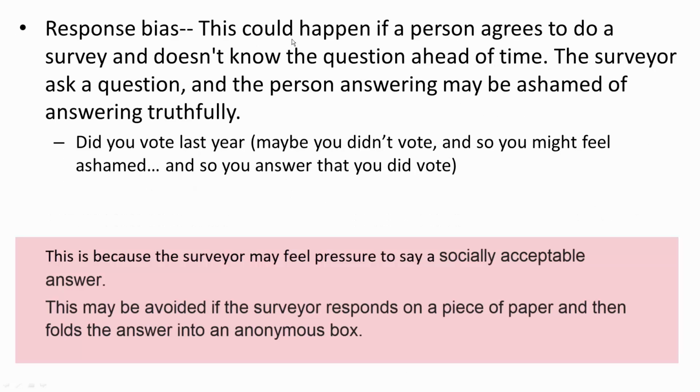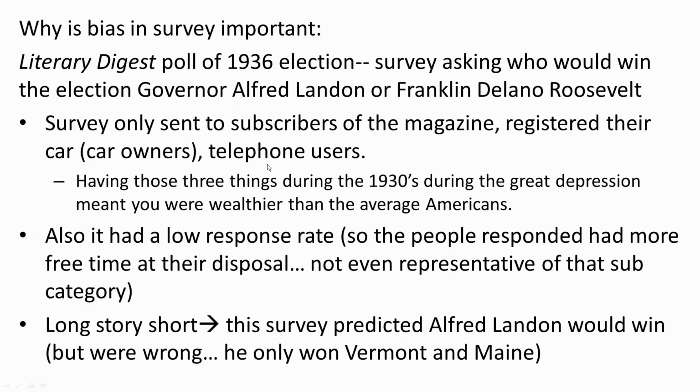Response bias. This could happen if a person agrees to do a survey and doesn't know the questions ahead of time. The surveyor asks a question and the person answering may be ashamed of answering truthfully. For example, did you vote last year? Maybe you didn't vote, and so you might feel ashamed, and so you would answer that you did in fact vote.